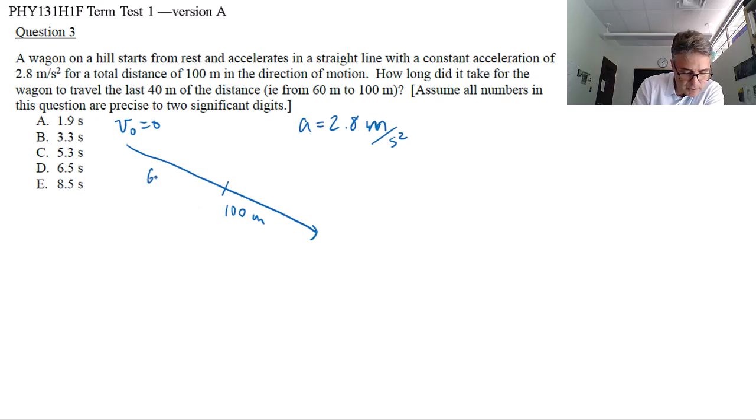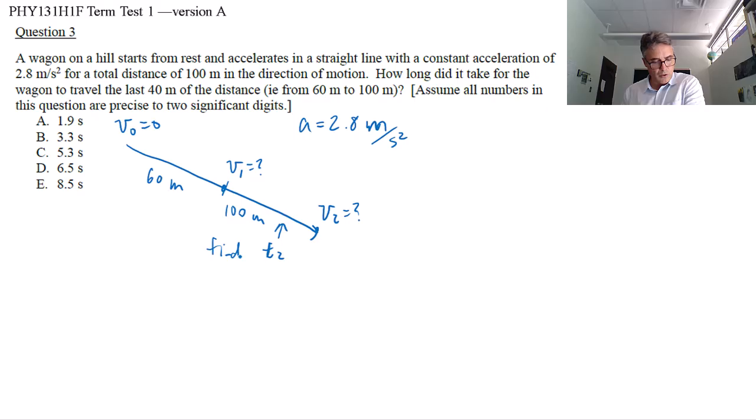So this is 60 meters, and then here's some sort of time here. I'll call this v1, we don't know. And then at the end here, v2, which we also don't know. And you're asked for this amount of time. Find time 2.